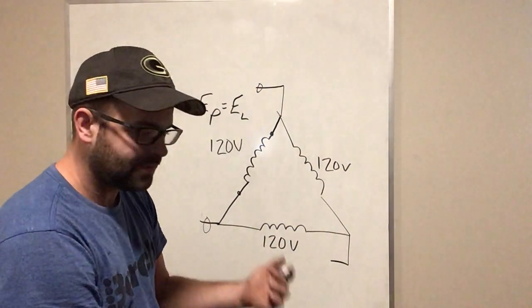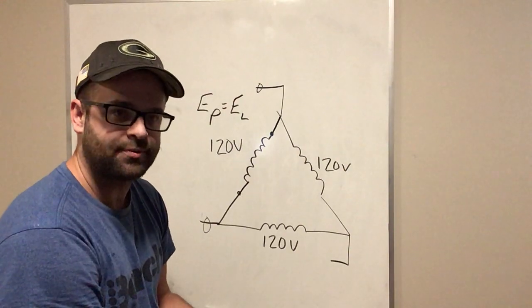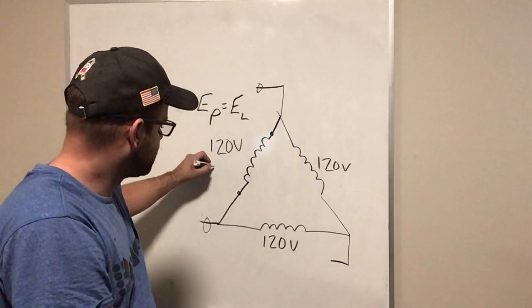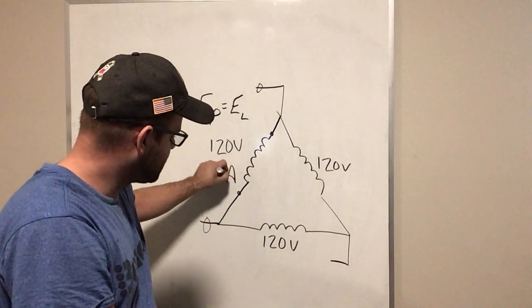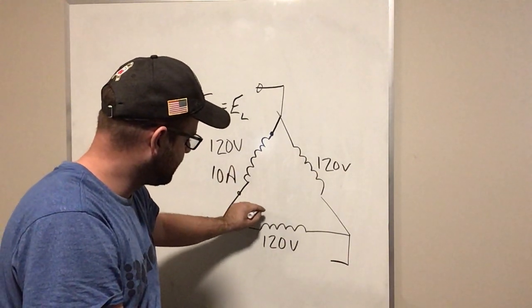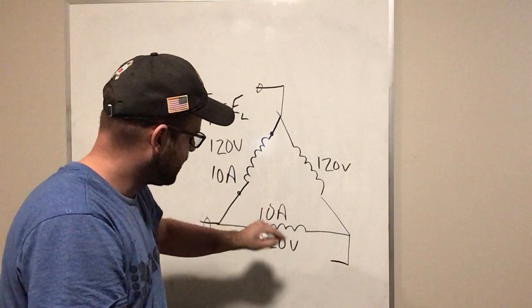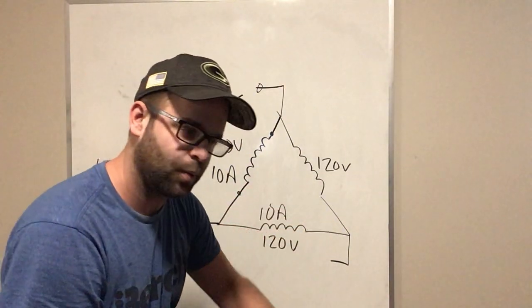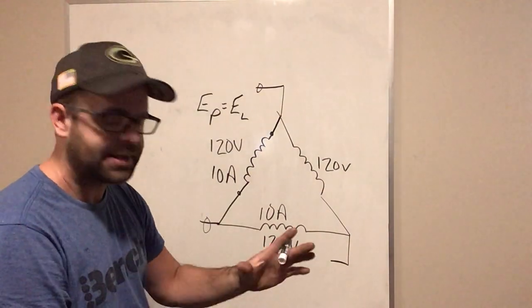Now let's look at that same 10 amps of current. So we had 12 ohms, 10 amps. So let's look at 10 amps. This is 10 amps, and this one is 10 amps. And this example could be a motor drawing it or an alternator producing it. The same applies.